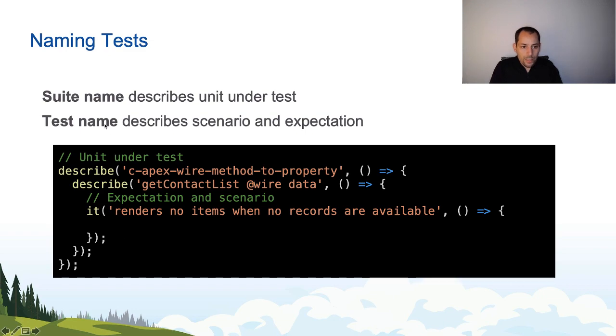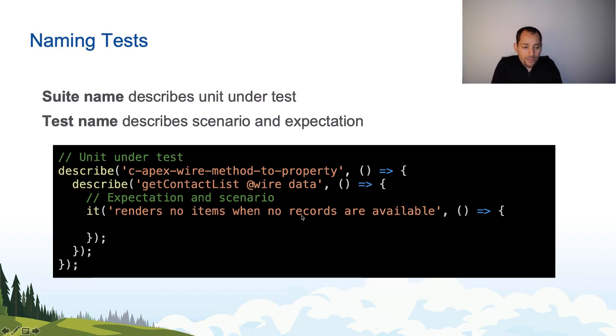Now, finally, for tests, you want to make sure that you have a sentence which describes the scenario and the expectation. So under what condition will you expect something? And again, it should be readable as a sentence. So this is another great example here. It renders no items when no records are available. Expectation and scenario. This is really a good rule.